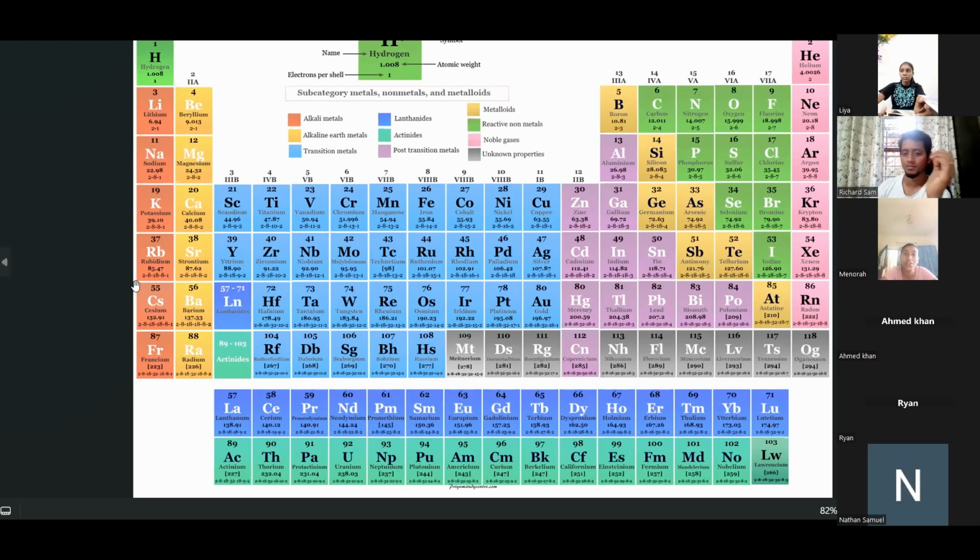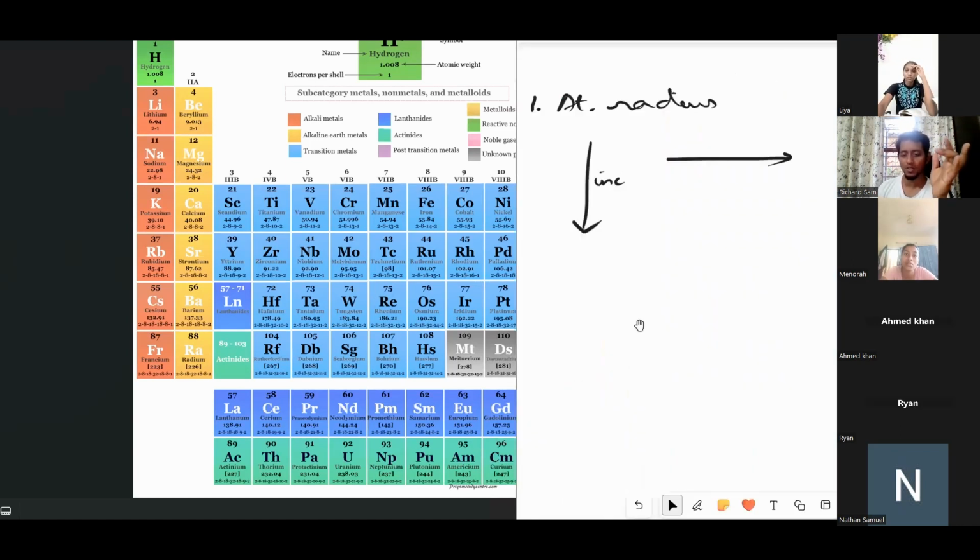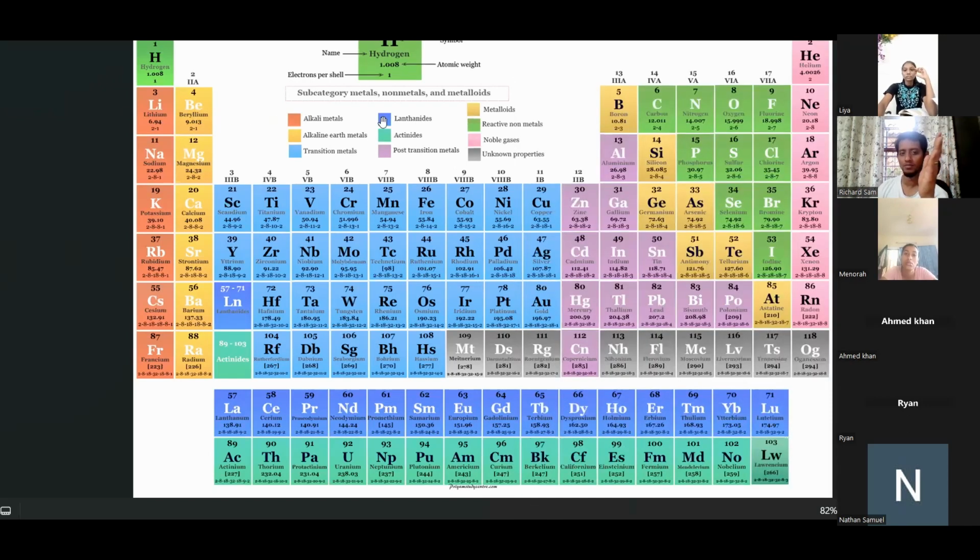Okay, Anna, because the nuclear charge increases. Yes, correct, that's the answer. But let me explain that one to you. As you go to the right, the orbits remain the same. But what is increasing as you go to the right is the number of protons in the nucleus and the number of electrons in the outermost orbit. Right? Protons inside the nucleus is increasing.